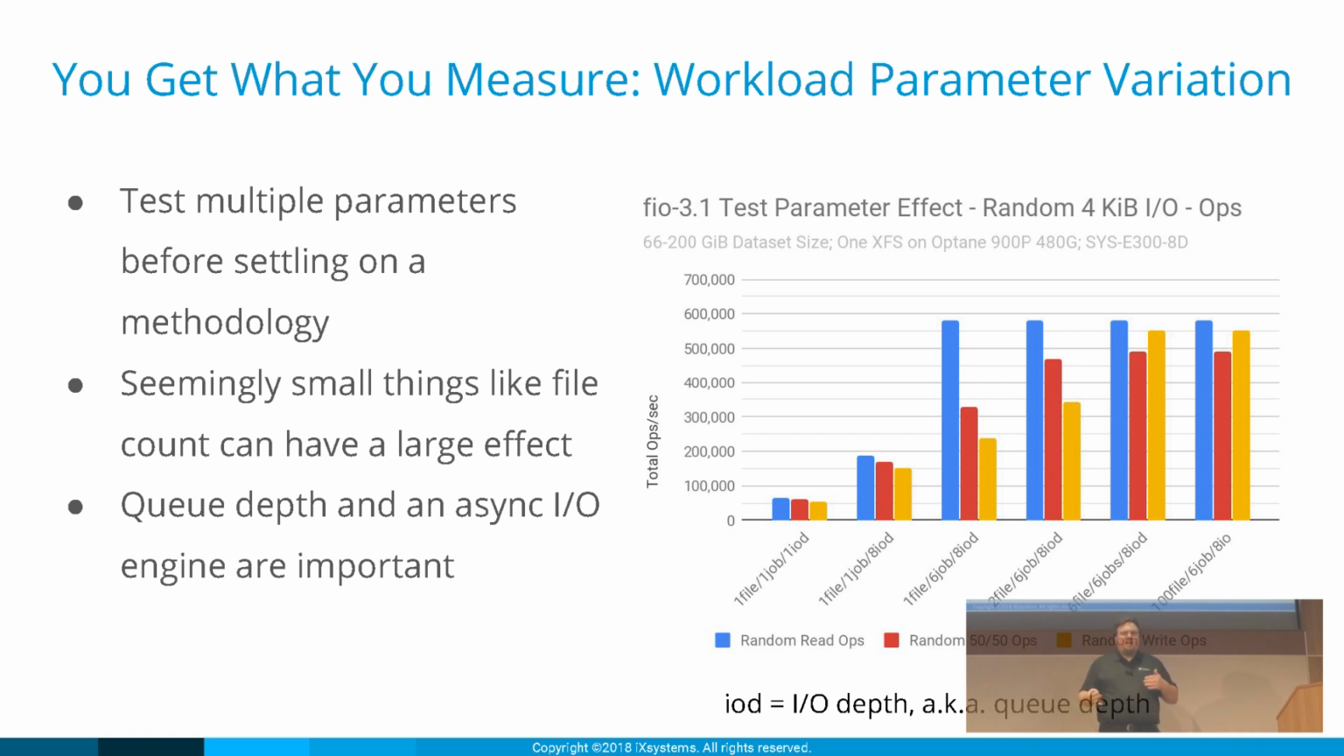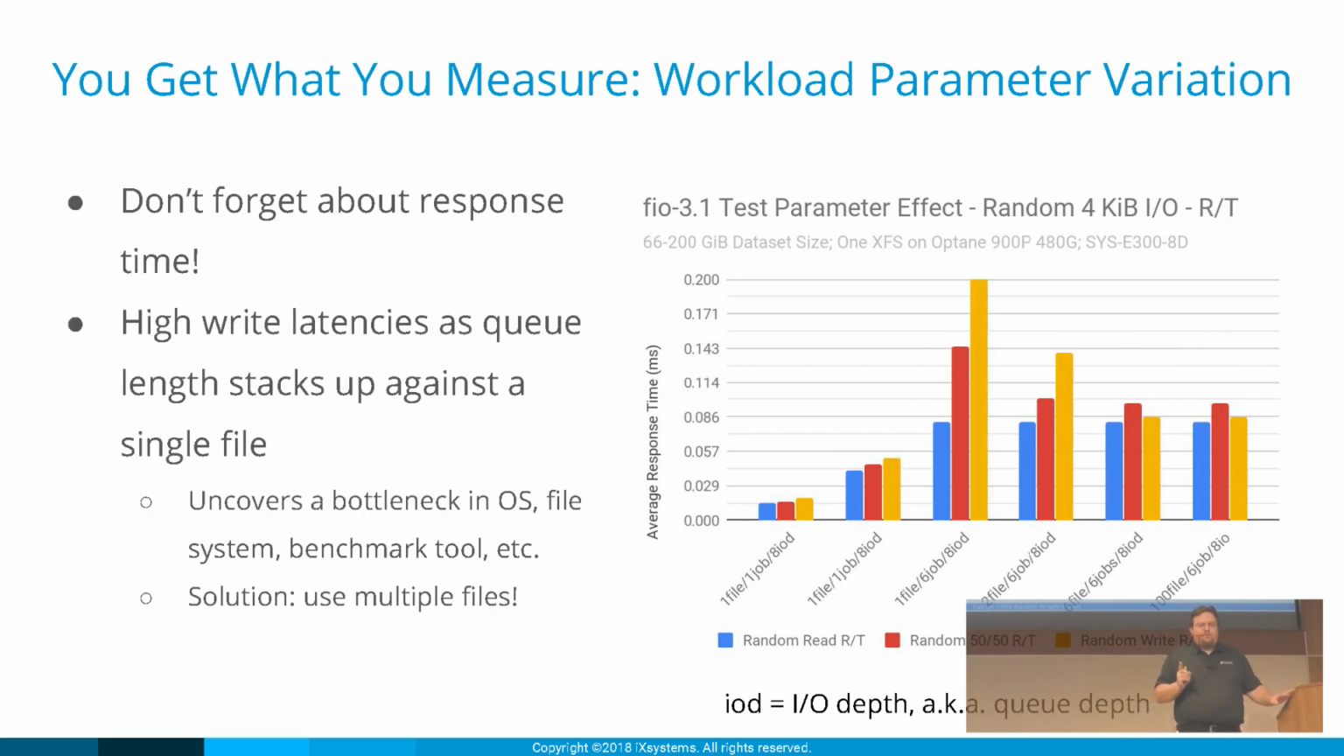So the gist of my message here is if you're gonna test performance and you're gonna use an advanced tool like FIO or any of these other tools, you wanna test multiple parameters in your environment before you settle on a methodology to run a lot more tests. Because little tiny changes can make a big difference in the performance you get. Things like the number of files, like shown here. And also your queue depth and using an async I/O engine are pretty important to getting the maximum performance out of your device under test.